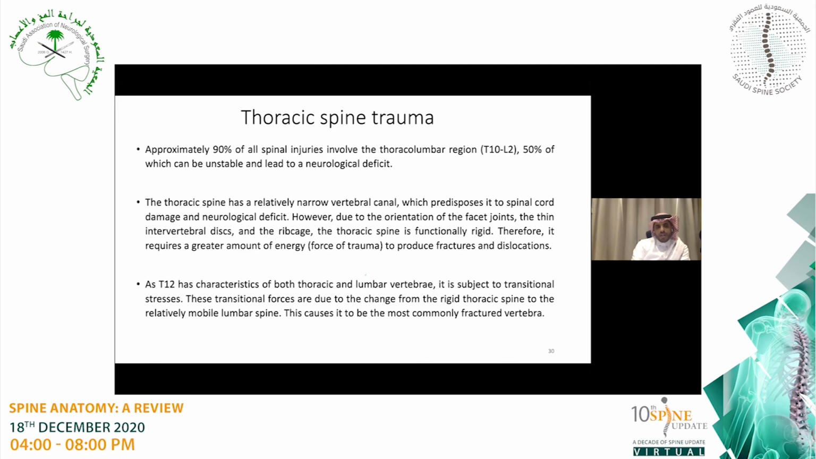I will also highlight why the thoracic spine anatomy is important to understand in an anatomical way, and also how to identify these anatomical structures and vasculature on the MRI or the CT, because approximately 90% of all spine injuries involve the thoracolumbar region from T10 to L2, 50% of which can be unstable and lead to neurological deficit, and most of it will need anterior reconstruction. And this is where we have to be more aware of our anatomy.